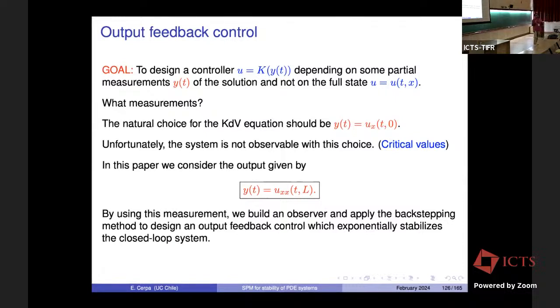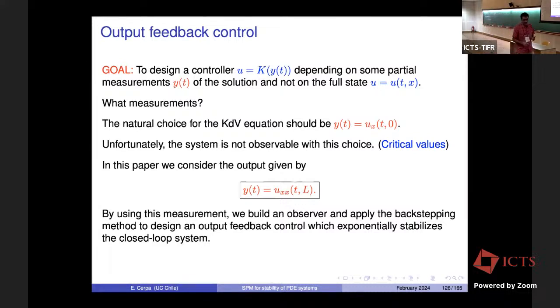Now, we know that today for the boundary, we put a control on the boundary, but the feedback control depends on the whole solution, okay? So now the question is, can we do the same, but with a control depending only on some part of the solution, okay? Or here, are we able to get a result just measuring for each time t some boundary data of the solution, okay?